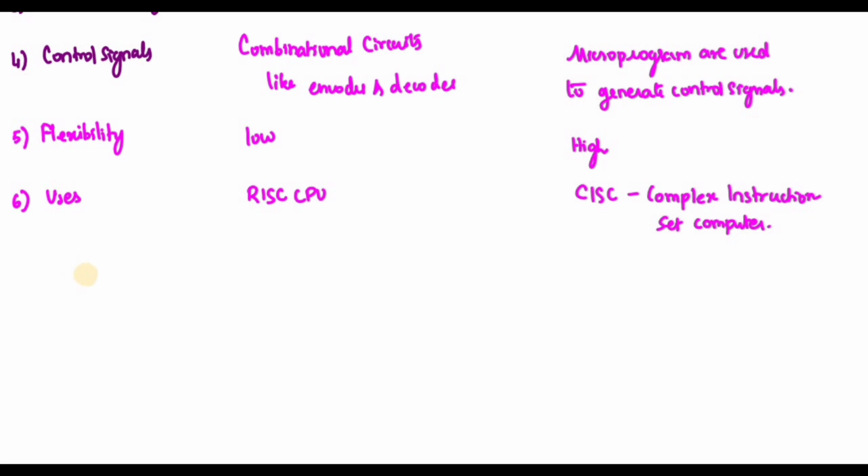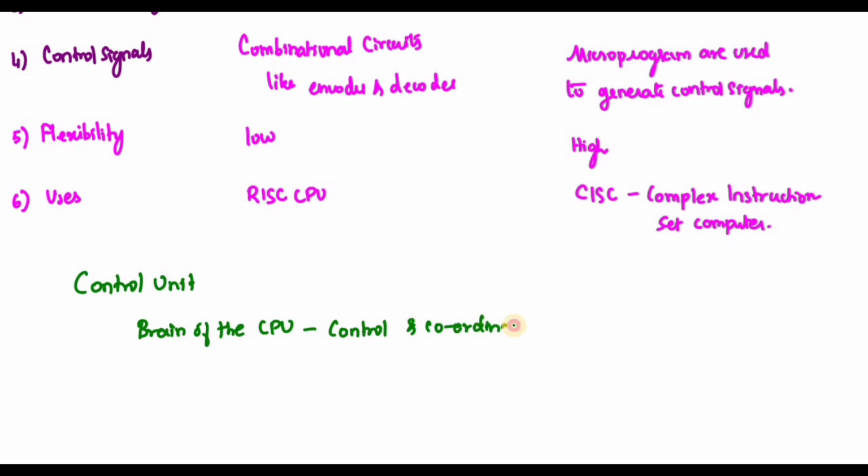Now let us discuss the control unit. The control unit is nothing but the brain of the CPU. It will control and coordinate all the activities. It is present inside the CPU, along with the ALU, registers, clock signal, and memory.